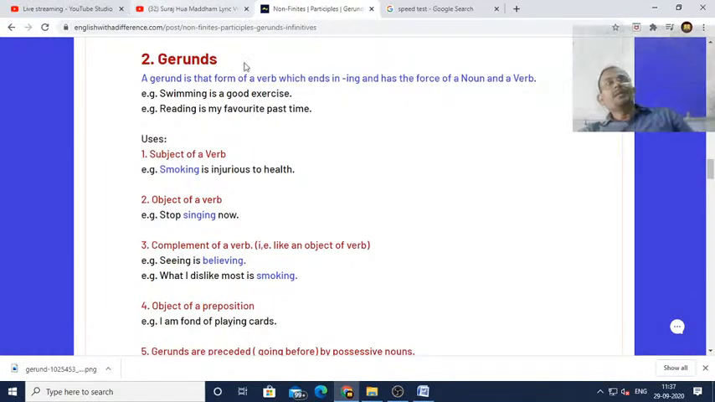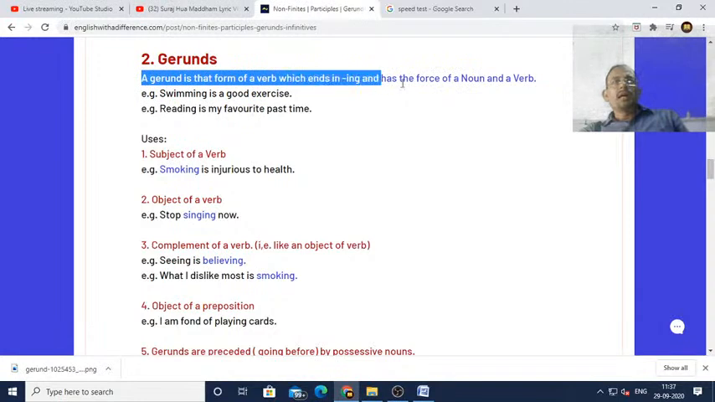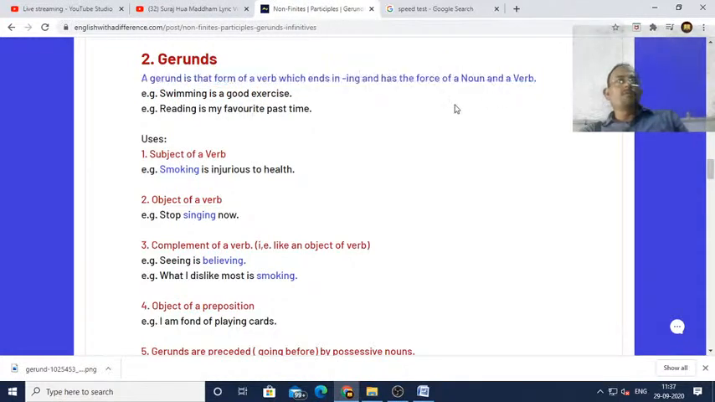A gerund is that form of a verb which ends in ing and has the force of a noun and a verb. For example, swimming is a good exercise. Reading is my favorite pastime. So these are examples of gerund. It is not a participle, it is a gerund. So how do we differentiate a gerund from a participle?